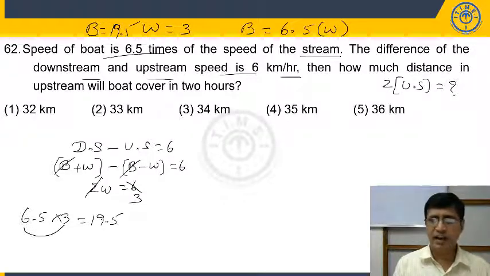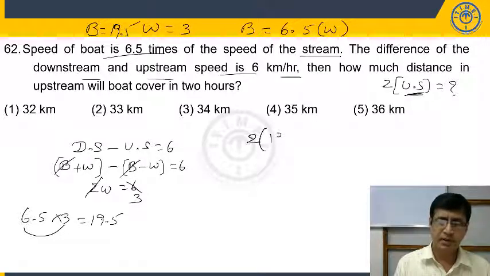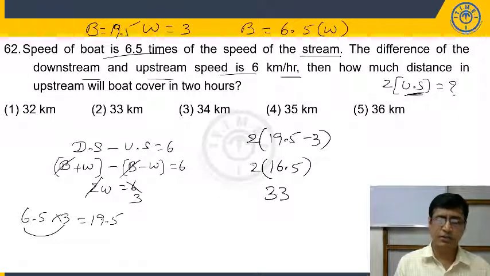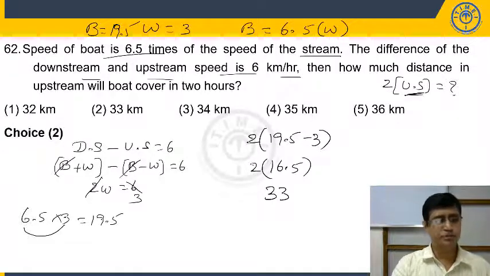What is being asked here? Upstream for 2 hours: 2 times 19.5 minus 3. How much is it? It is 16.5. So 2 times 16 is 32, and 2 times 0.5 is 1. 32 plus 1 is 33. So the right choice is option number 2. The second choice is the right choice.